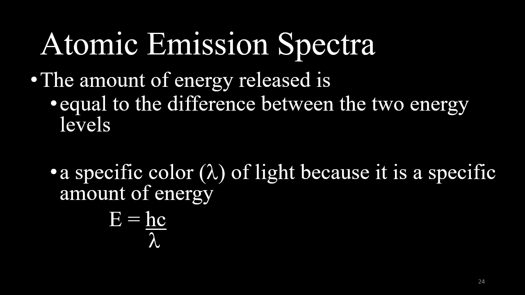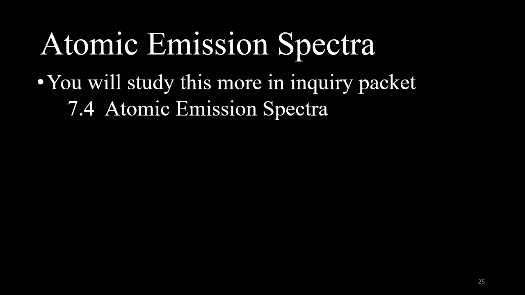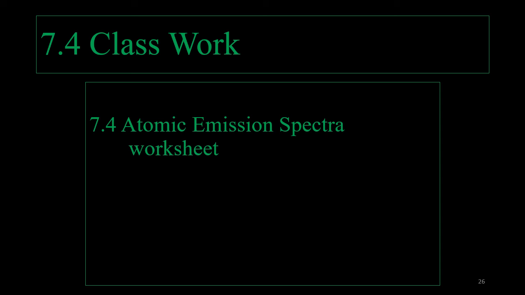And the amount of energy released is equal to the difference between the two energy levels that the electron dropped from. And the specific color of the light, which is related to the wavelength of the light, is a specific color because it's a specific amount of energy, that amount of energy between the two energy levels. So you're going to study this more in an inquiry sheet, and you're just about to do that because that is the classwork that comes after this lesson.